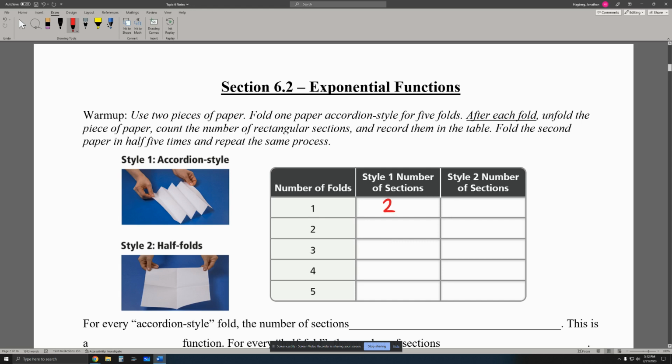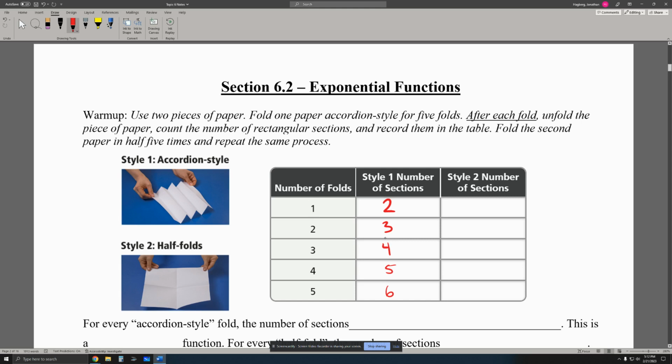If I fold it again, then we have 3 rectangular sections. And if I fold it again, we have 4. And you can start to see that pattern. After 4 folds, we have 5 rectangular sections, and after 5 folds, we have 6 rectangular sections.